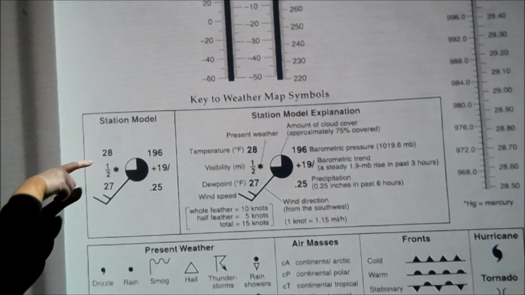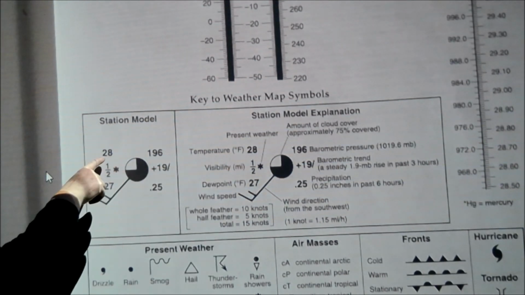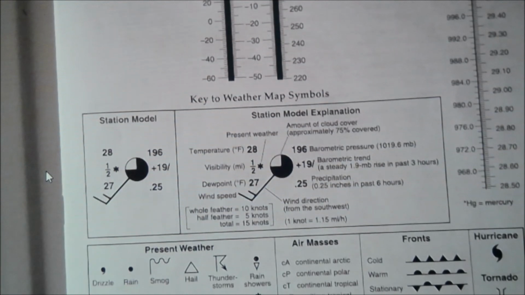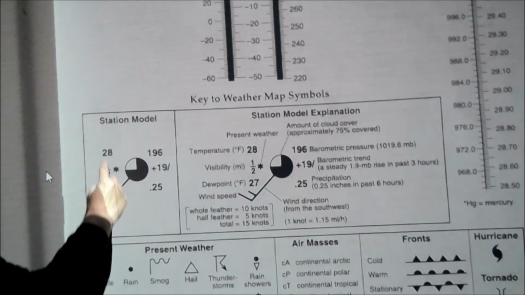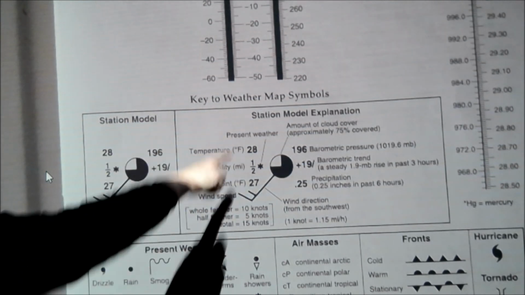Top left number is your temperature in Fahrenheit. So if they give it to you in Celsius, you've got to go back and convert it into Fahrenheit. Notice on the station model, there are no units. The units are dropped.